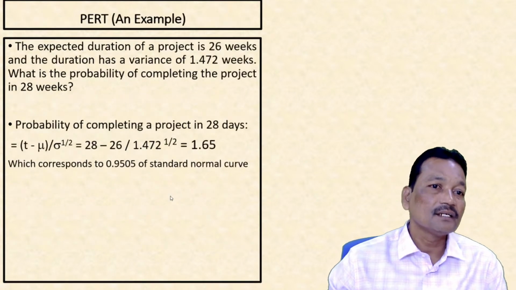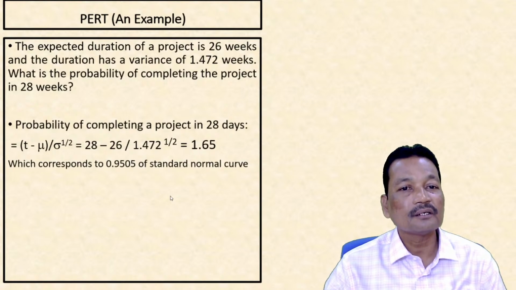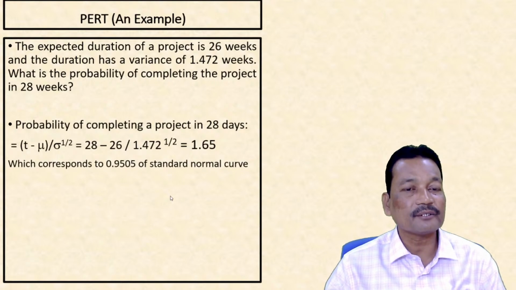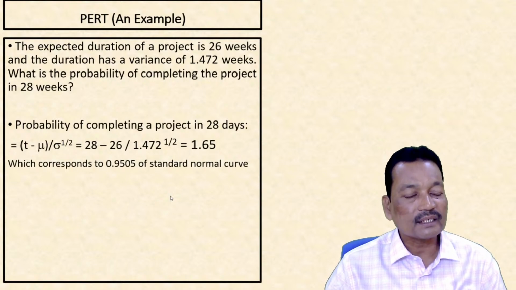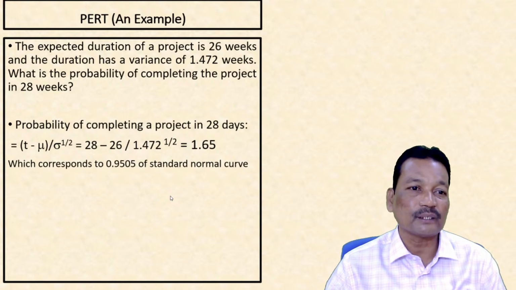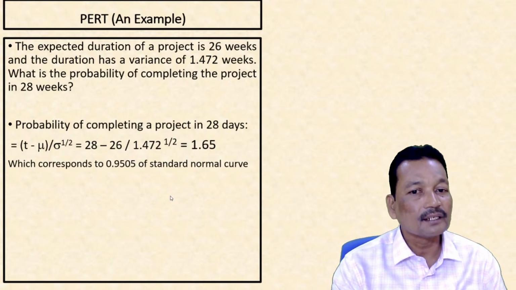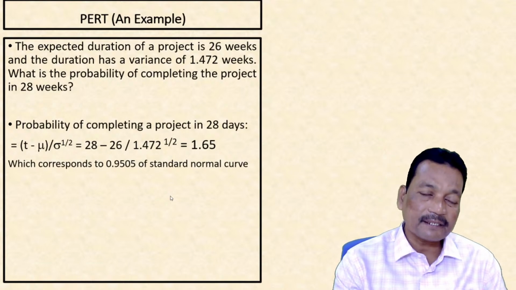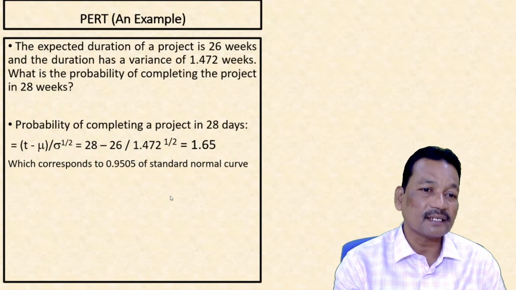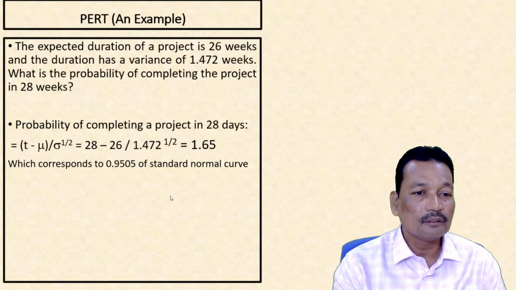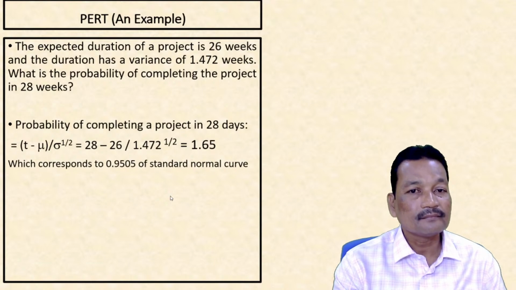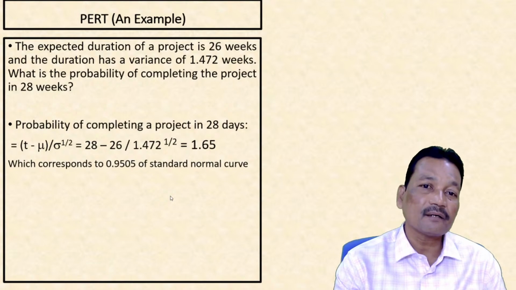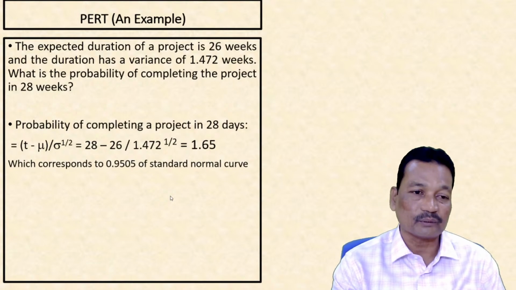Now, in an example I have shown, the expected duration of a project is 26 weeks and the duration has a variance of 1.472 weeks. What is the probability of completing the project in 28 weeks? If you go to the probability concept, you will find that the expected time, that is 26 weeks, represented as mu, has a 50% probability of the project being completed in those 26 weeks.